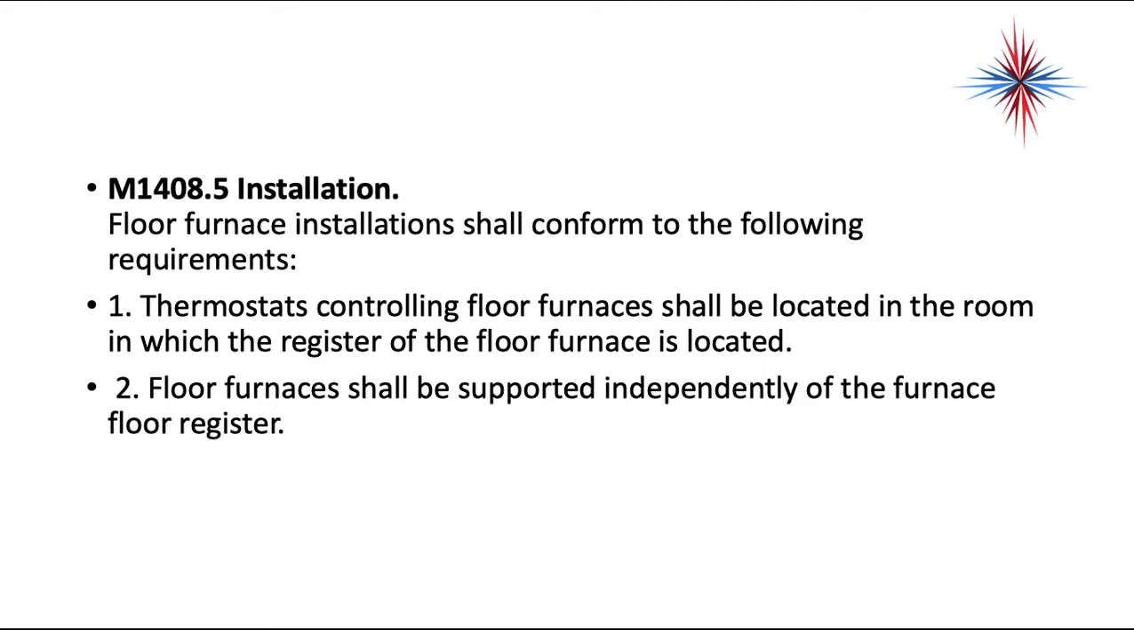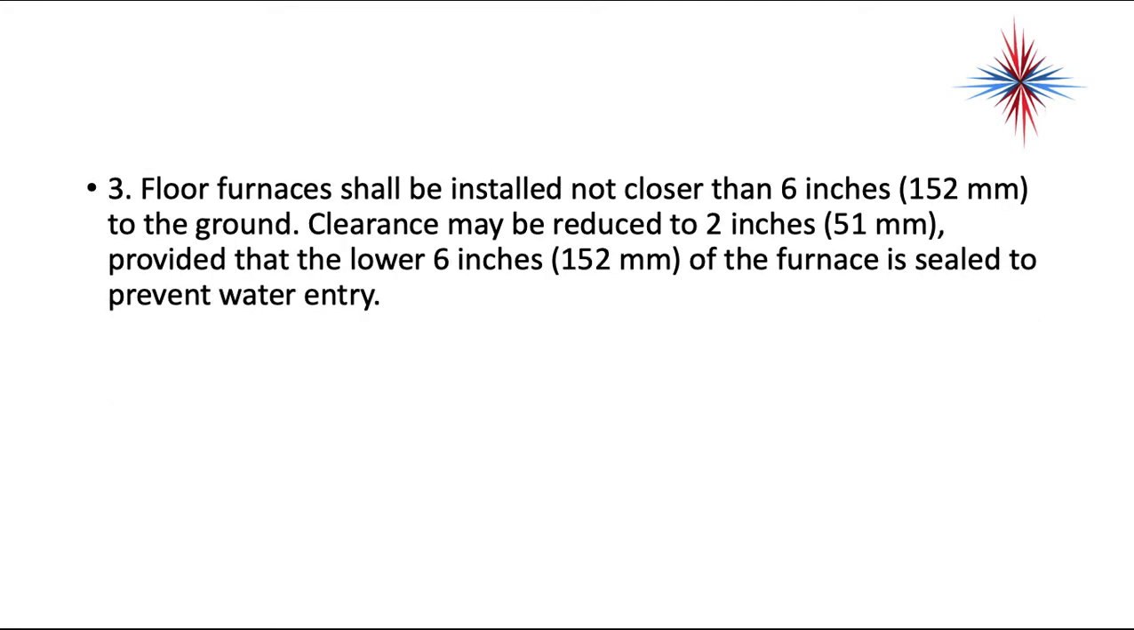Thermostats controlling floor furnaces shall be located in the room in which the register of the floor furnace is located. Floor furnaces shall be supported independently of the furnace floor register. Floor furnaces cannot be installed closer than 6 inches to the ground. Clearances can be reduced to 2 inches provided that the lower 6 inches of the furnace is sealed to prevent water entry. In other words, if you're installing a floor furnace under a floor, in a crawl space, you have to make sure that no water can get on this.